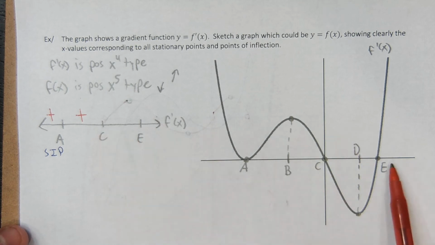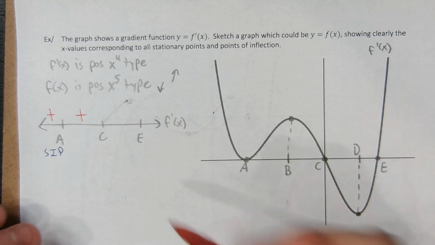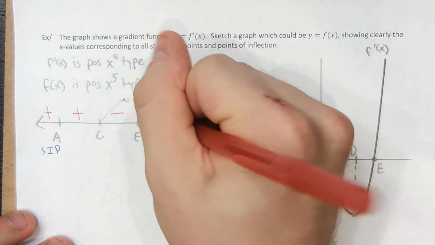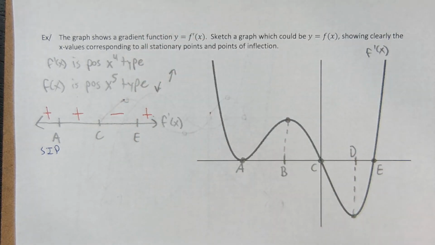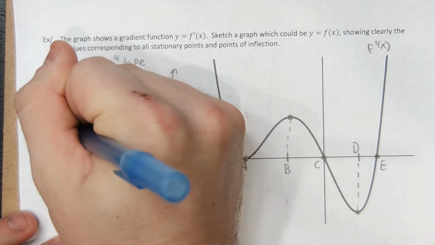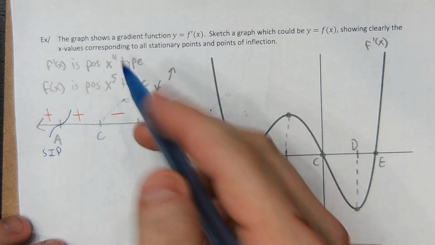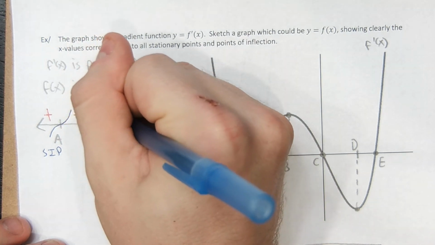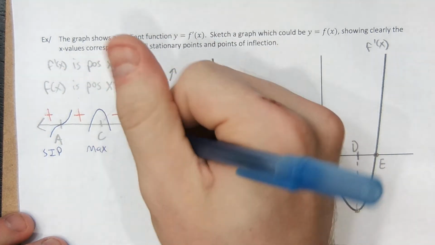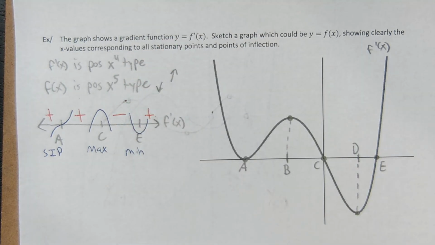From C to E, because I'm below the x-axis, I have negative y values on the derivative, which means I have negative slopes. And then after E, I'm above the x-axis, so I have positive slopes. So a stationary inflection point that's positive, positive will look like this for the original, positive, positive. Now this is positive, negative. So I'm going to have a maximum at point C, and this is negative, positive. So I will have a minimum at point E. We know all that stuff.